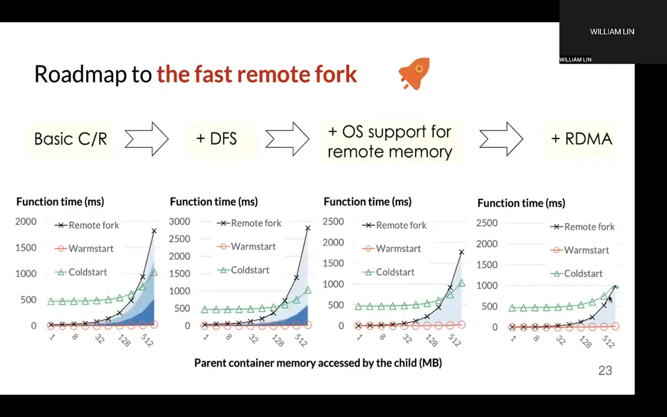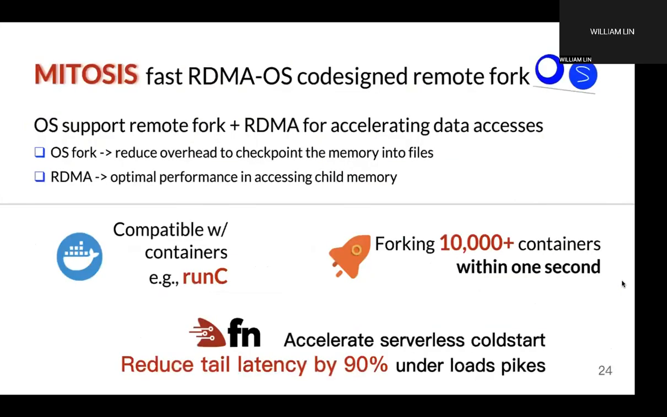So in summary, this figure presents our roadmap in accelerating remote fork, which shows that an OS and RDMA co-design can significantly improve the performance of remote fork compared to traditional designs based on checkpoint and restore. So our final system is called MITOSIS, which is a remote fork primitive for the Linux kernel. It can remote fork 10,000 containers within 1 second and is fully compatible with mainstream container runtimes, for example, runc.